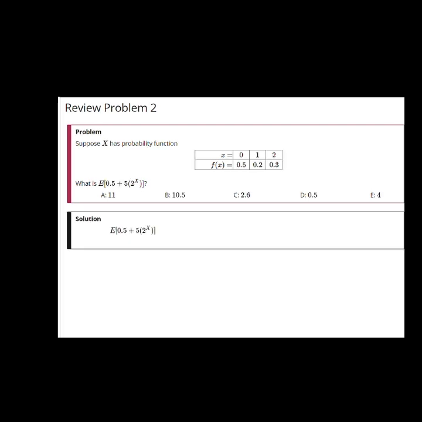In this example, we can't simply move the expected value into the exponent above 2. We have to compute it by evaluating the function at each value of x and multiplying by the corresponding probability, which is 0.5 plus 5 times 2 to the power 0 times 0.5, 0.5 plus 5 times 2 to the power 1 times 0.2, and so on. The sum is 11.